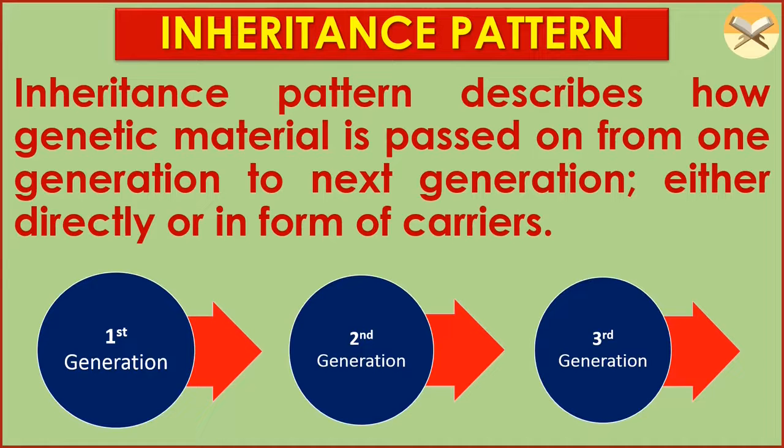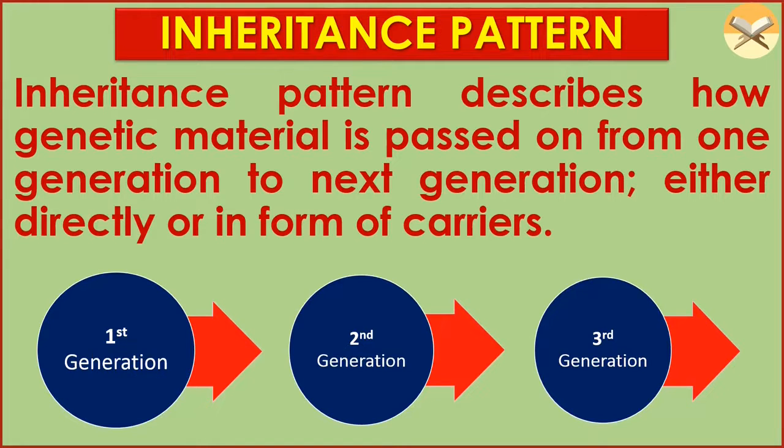For example, if a grandfather has blue eye color, it is directly transmitted to the next generation, to his son or daughter, and they also have the same blue eye color. This is direct transmission.